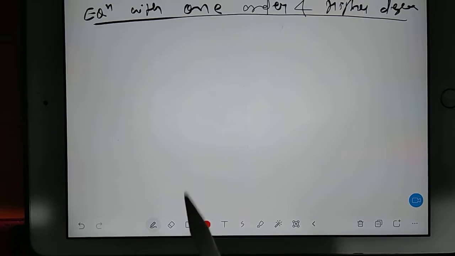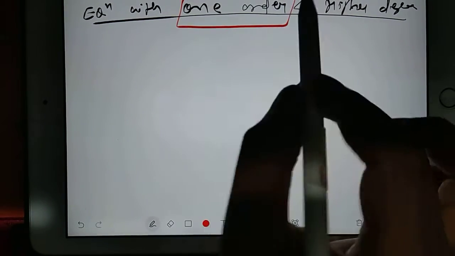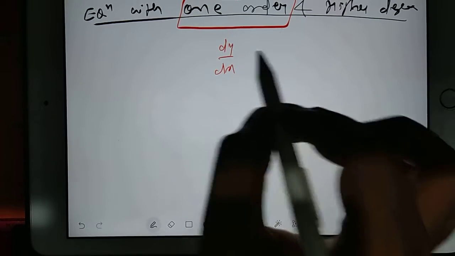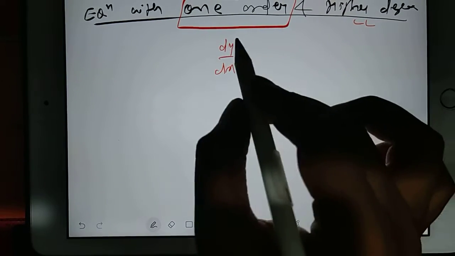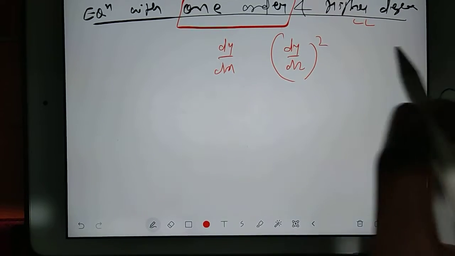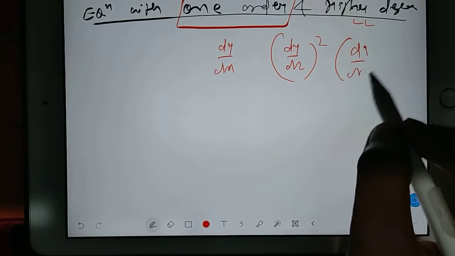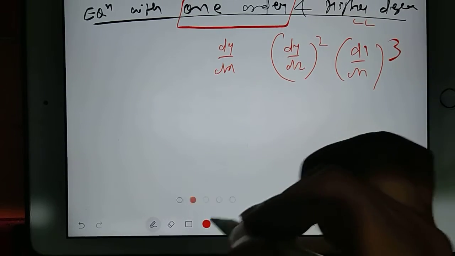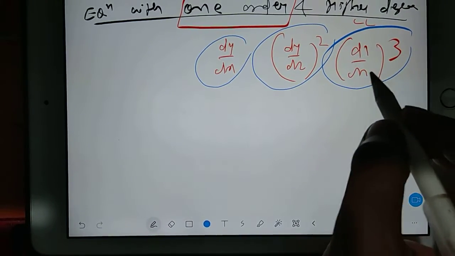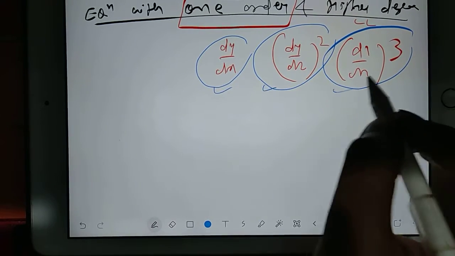One order and higher degree. What is one order? First order, sometimes you say first order, means only dy by dx will be there. And higher degree means you can have dy by dx, of course, but with 2. So degree will increase. Or dy by dx but with 3. So degree will increase. So actually you may have these kind of questions also where you have higher order.